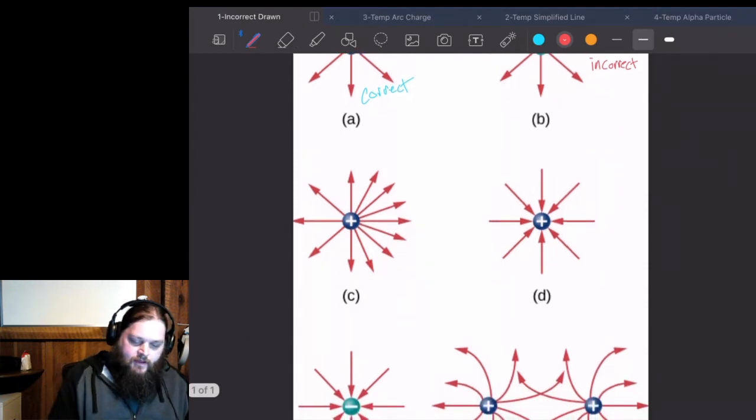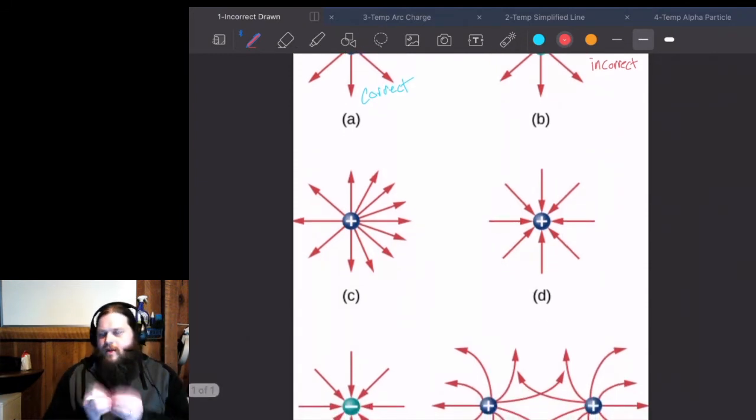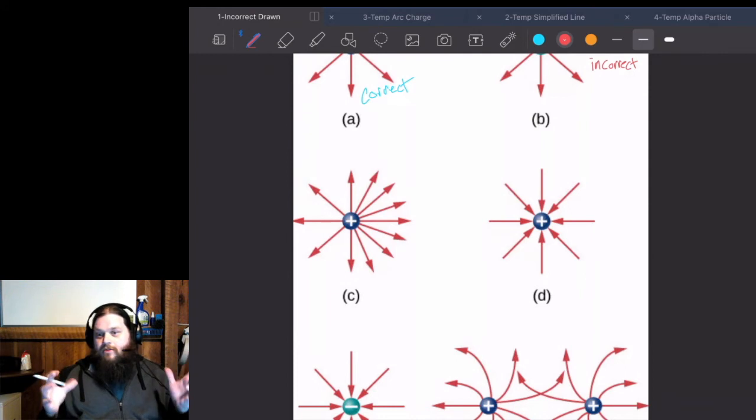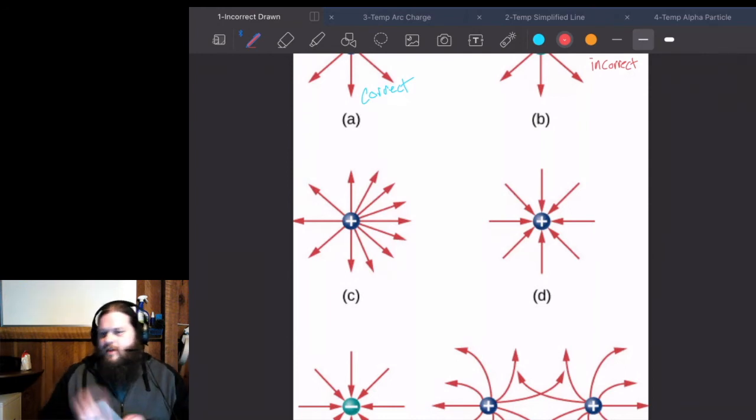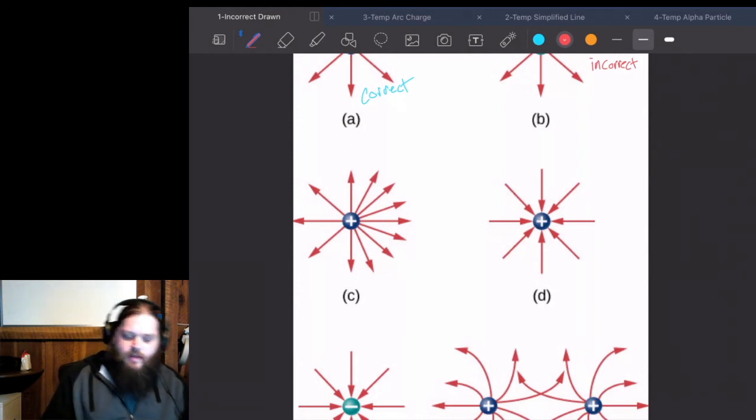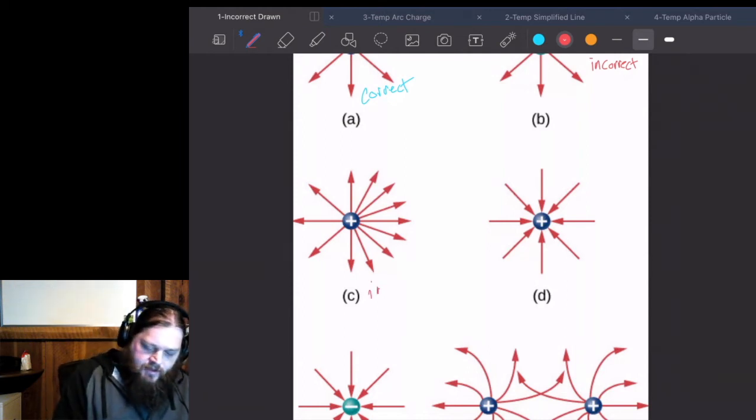Looking at number C, we see it's a positive charge and it's radiating out in all directions. So that looks really good, but it's really lopsided. There's a more intense electric field on one side than there is on the other. And that's not right. It's supposed to radiate uniformly in all directions. So I'm going to say this one is incorrect.